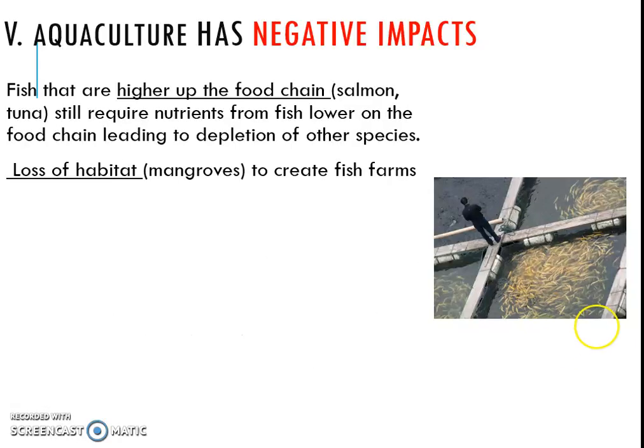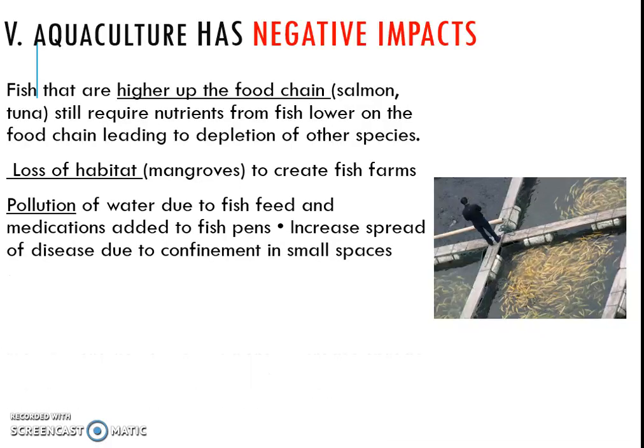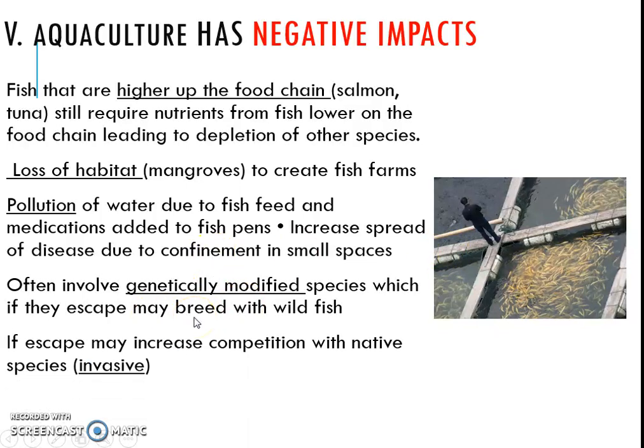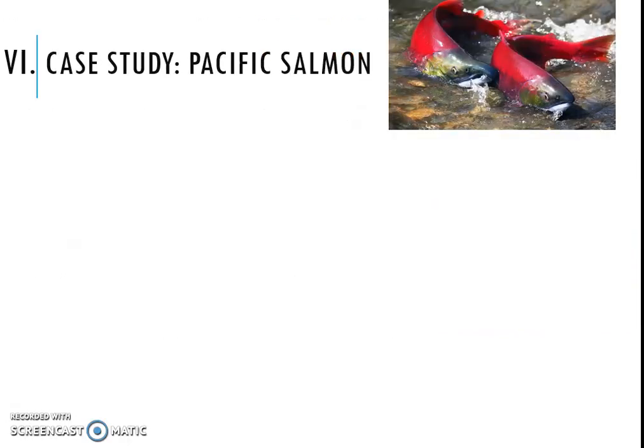A lot of times to build these fish farms, we have to kill things like mangrove habitats to have this space. We have all these types of pollution and disease by putting these fish in these large areas, and they get sick and we have to medicate them. Sometimes to make them grow faster, bigger, stronger, we make them genetically modified, and then they might breed and escape with wild fish, which we'd call invasives. So not so good.